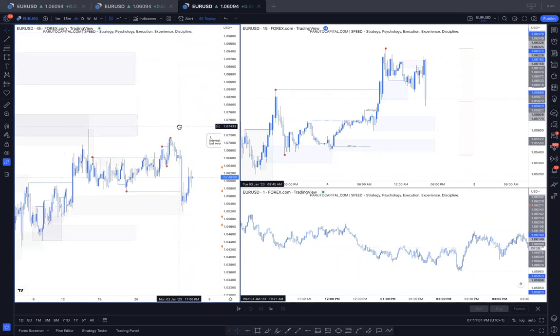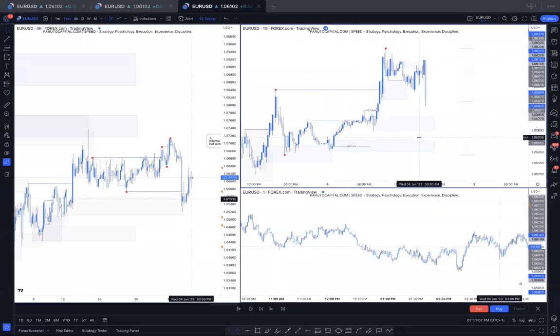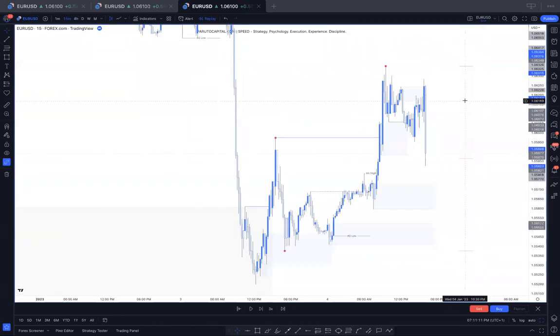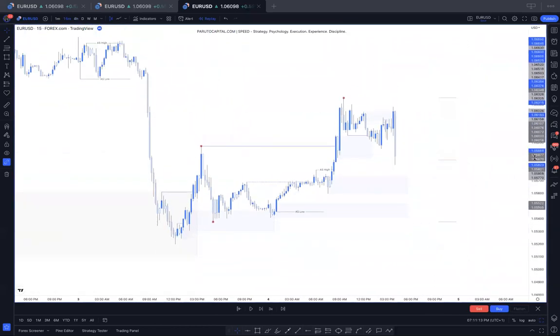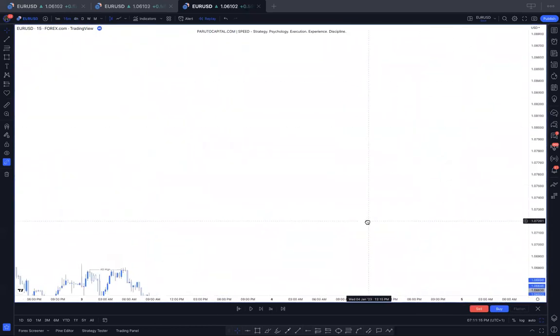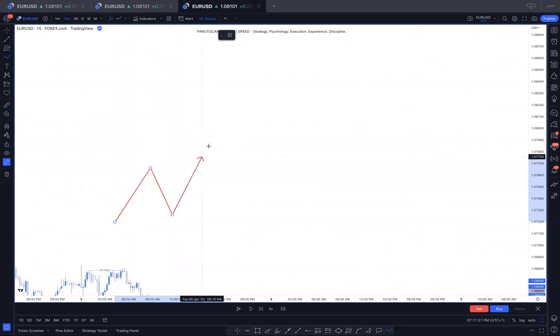Now, building on market structure, let's do a quick recap. I'm on the 15 minutes here. I'll just expand that 15 minutes and use that to illustrate what I'll try to drive home today. So let's do a little recap of market structure. Remember, we've gone through this already: higher highs, lower highs, higher highs like that. And then it basically continues, right?